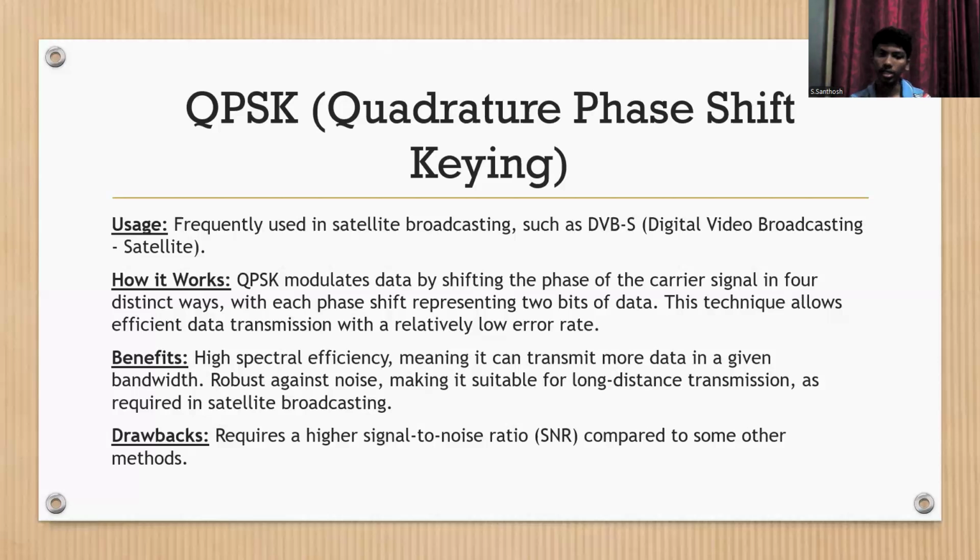The advantage is the same thing, we have a high spectral efficiency, meaning it can transmit more data in a given bandwidth. And it is a very robust technology against noise, making it suitable for long range transmissions as required in satellite broadcasting. The disadvantage is that we need to have a high signal to noise ratio so that we don't have any distortions or disturbances in our signals, compared to some other methods.